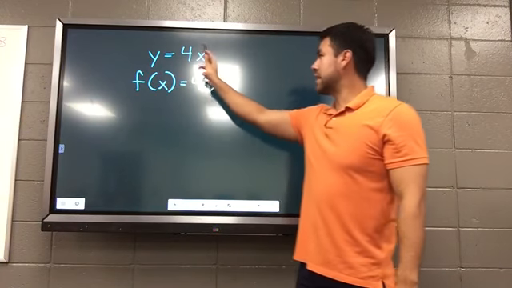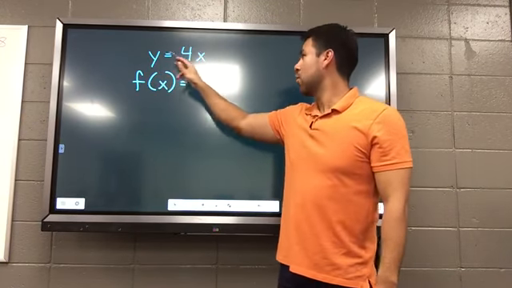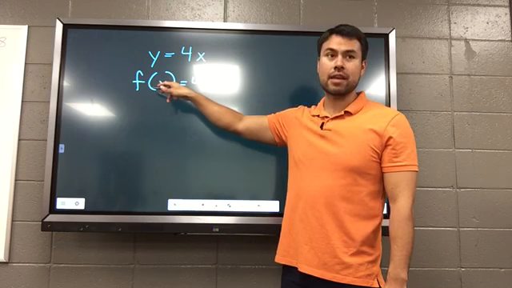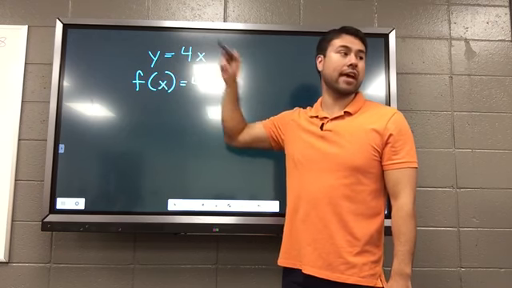Okay, these two equations are the same. What did I replace y with? F of x. Everyone say that? F of x.